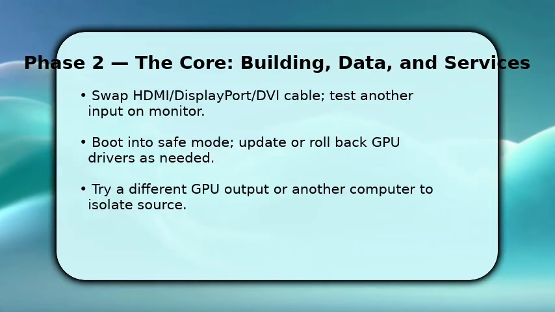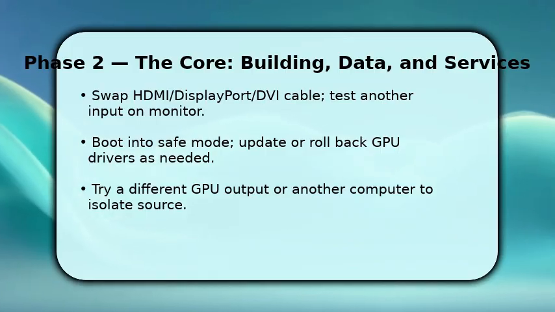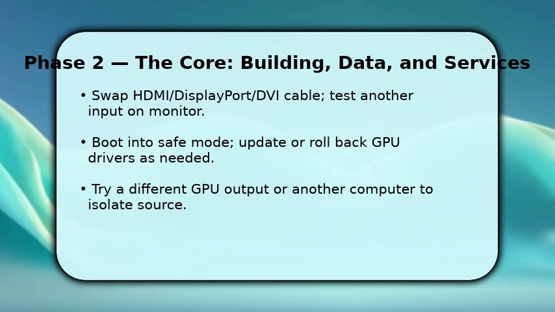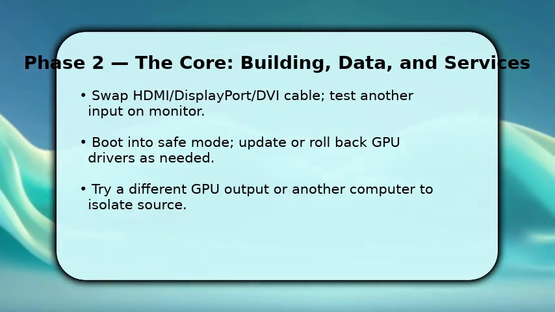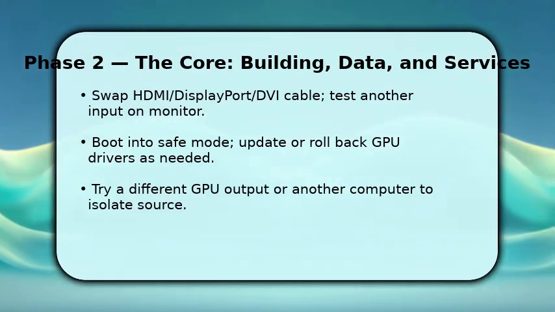If flicker persists, boot the computer into safe mode to rule out software conflicts. Then update or roll back the graphics driver because driver bugs manifest as intermittent flicker. Also try a different GPU output or connect the monitor to another computer. This tells you whether the monitor or the source is at fault.